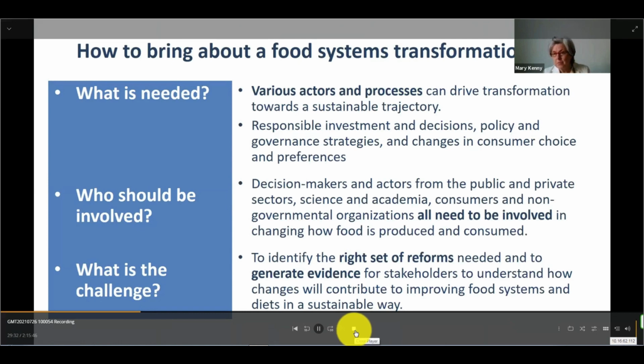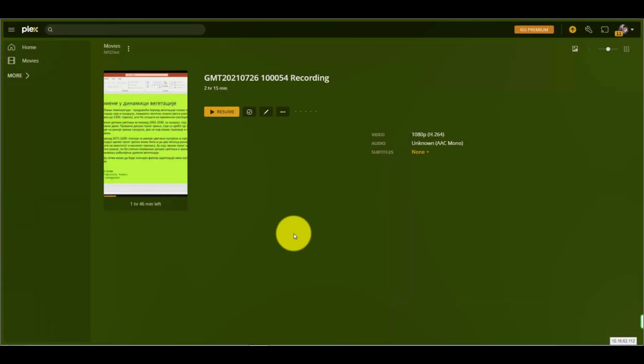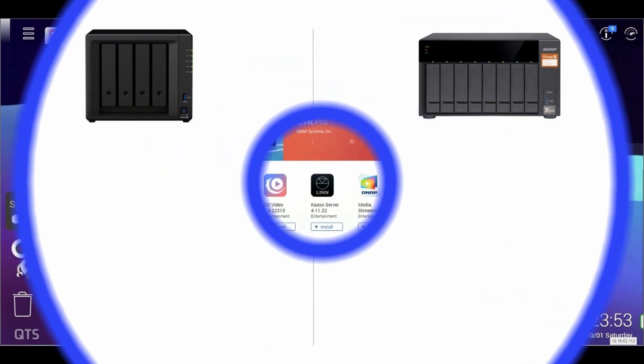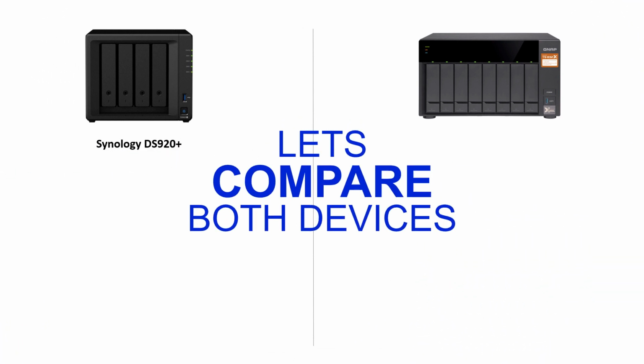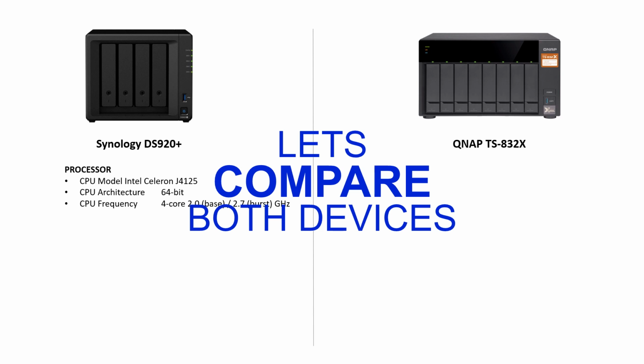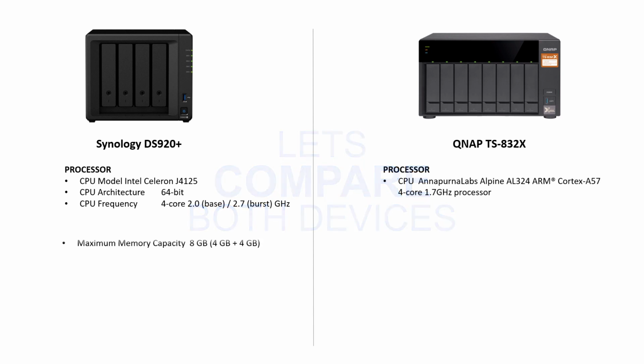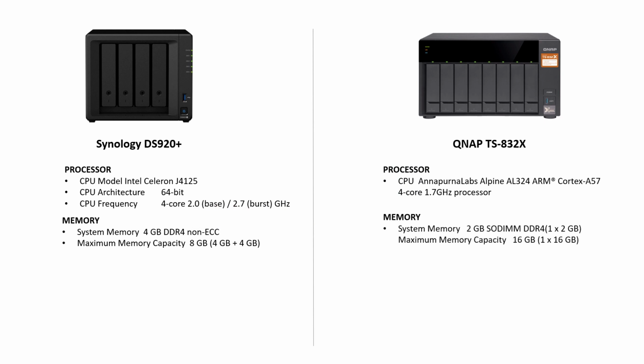Before I finish this guide, I need to say that after a few days of testing the Synology DS920+ and the QNAP TS-832X, I noticed a difference between those two NASs when we talk about speed and quality of Plex streaming. Plex needed more time to load the same movie from QNAP than from Synology, and I will put the specifications of both devices on screen.